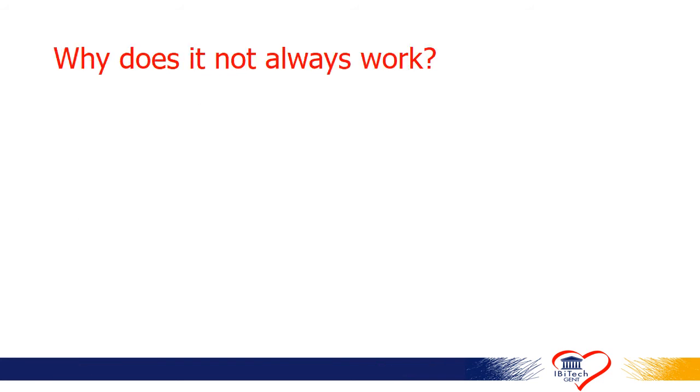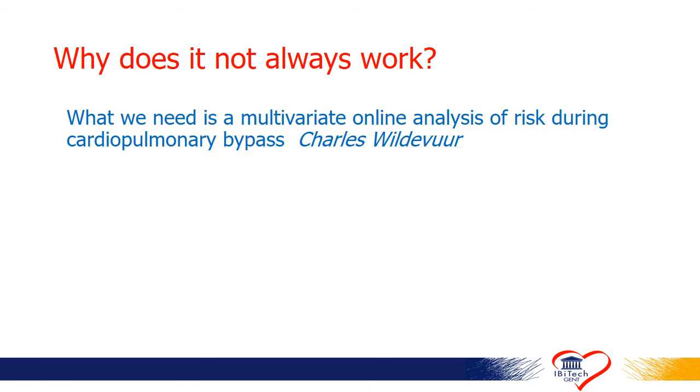But why does it not always work? We now already know that we have to use oxygen delivery, DO2, we have to use carbon dioxide, we have to use the regional oxygen saturation. Well, it doesn't always work, because what we need is a multivariate online analysis, and that means we need even more variables in order to make this reproducible.